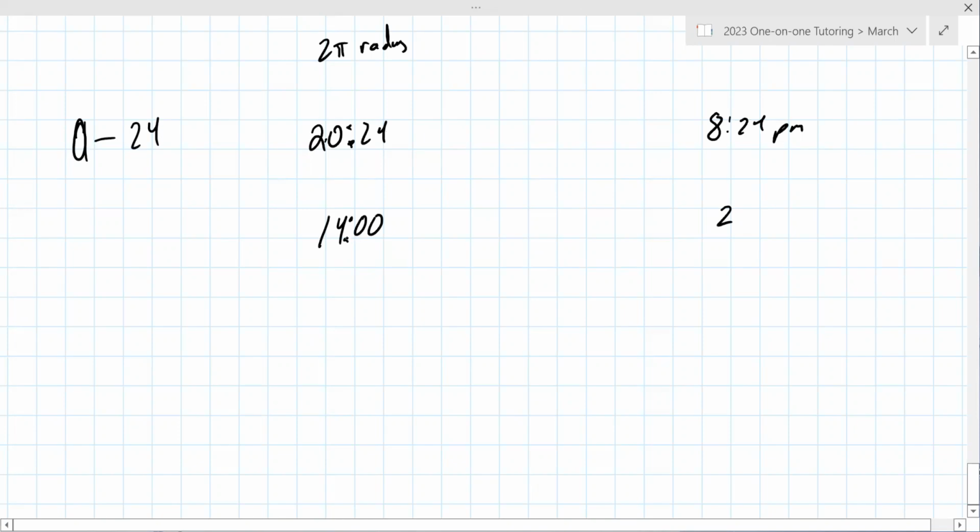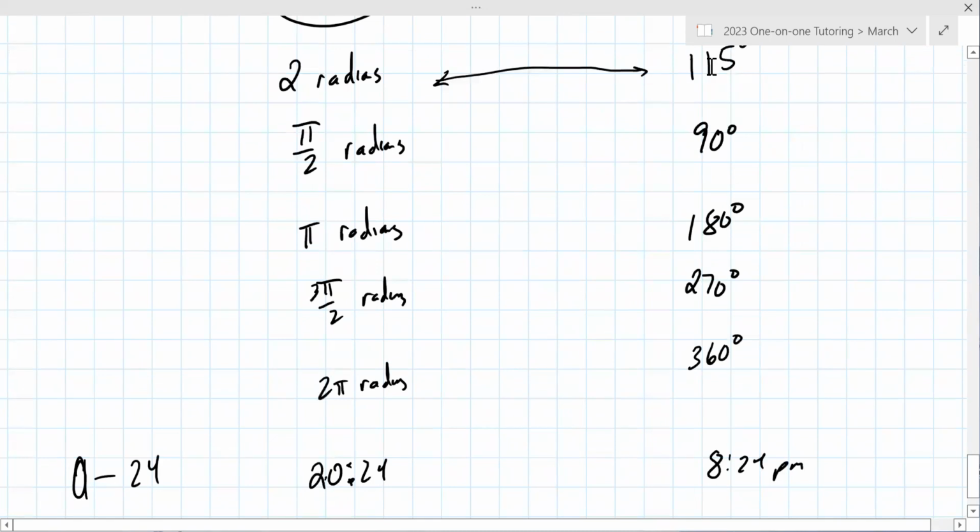The point here is this is something really uncomfortable for every student. Every student's going to have this happen. You have to realize that you can give an angle in either degrees or radians, and they're both the same.